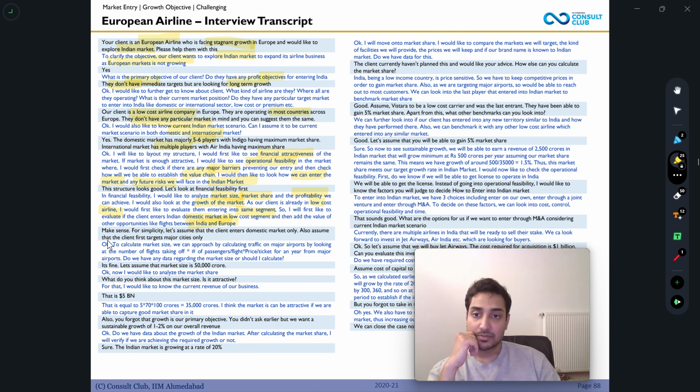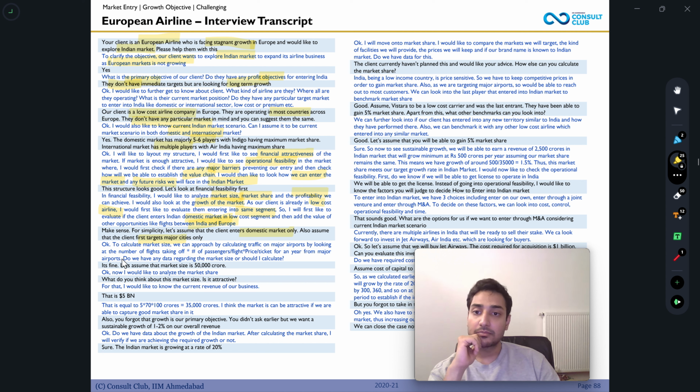Makes sense. For simplicity, let's assume that the client enters the domestic market only. Also assume that the client first targets major cities only. Okay, target major cities and domestic market only.